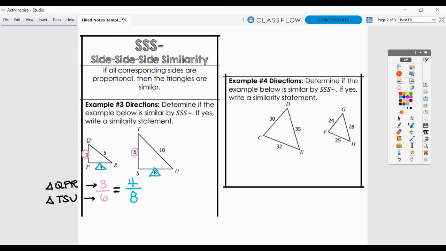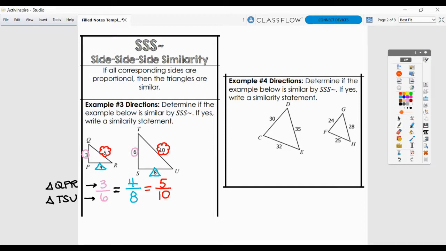We go ahead and keep going to our third and largest side. I'll use a different symbol. I'll do a cloud here. 5 is the largest of the 3 sides in QPR, and 10 is the largest of the 3 sides in TSU. So again, put the smaller 5 over the larger of 10. Those are my 3 ratios.